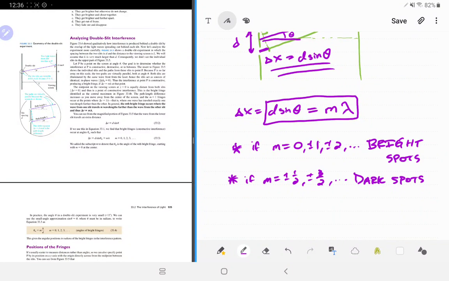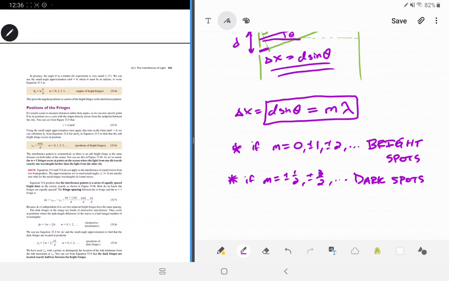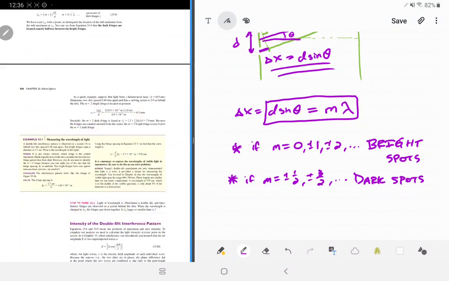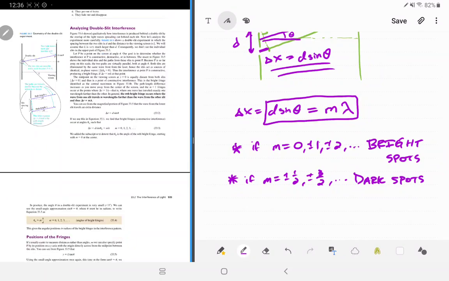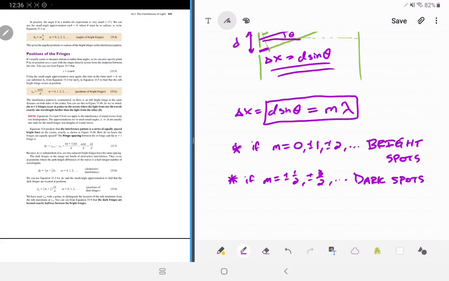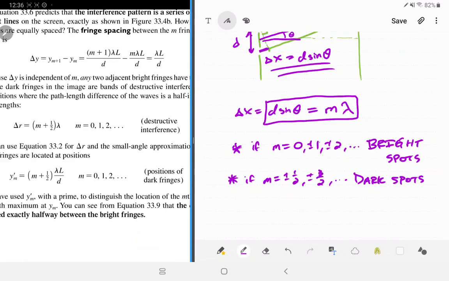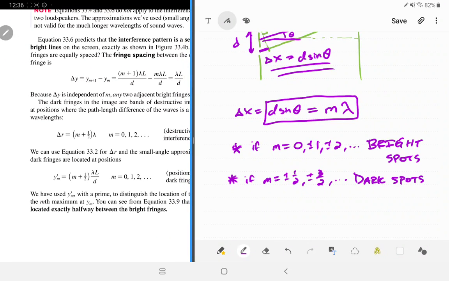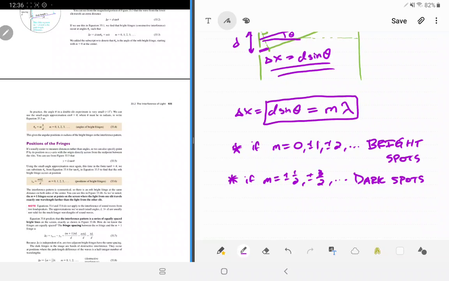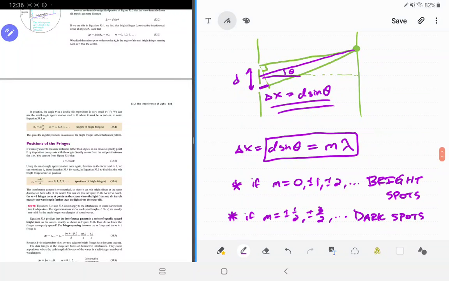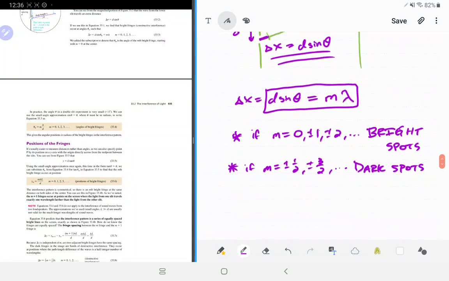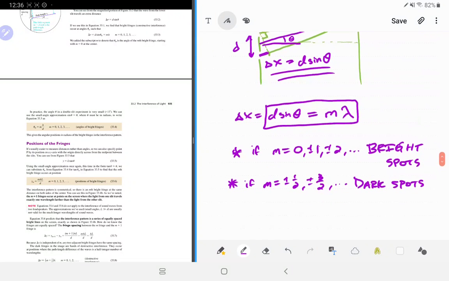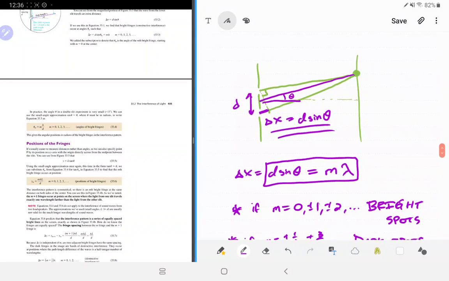Now I like having you remember just one formula. Your book has a separate formula for bright spots, and I guess they do the dark spots too. I hate this. They're having you try to remember a different formula for bright spots versus dark spots. Don't. It's just this one formula. The path length difference is always d sine theta. If that happens to equal a half integer number of wavelengths, then that's where the dark spots are.